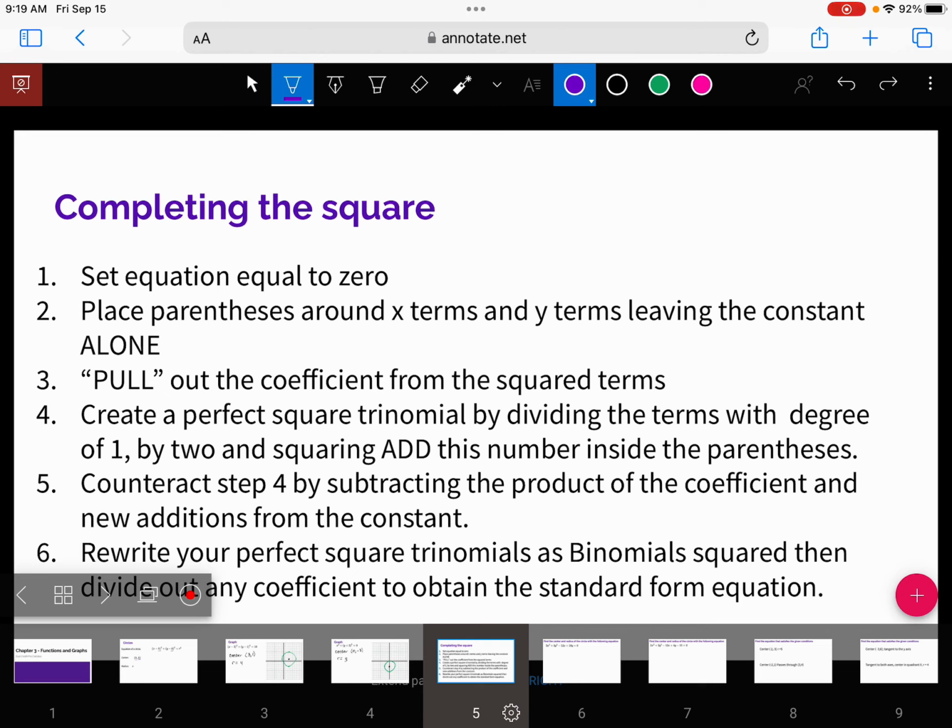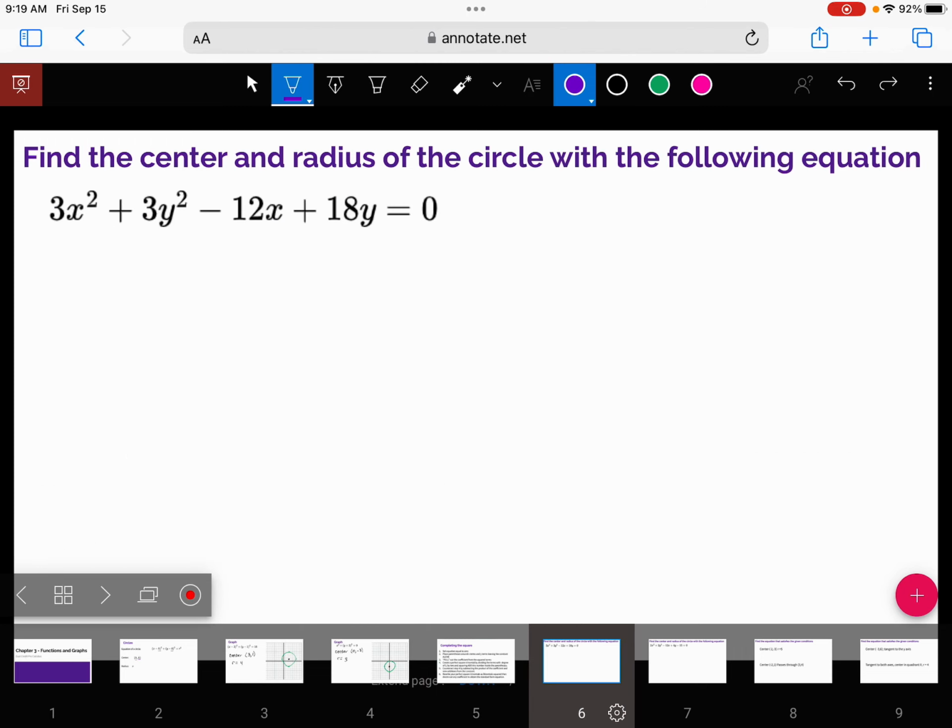Okay. So I'm going to put up the next one on the slide. It's the exact same one that I wrote on the board to scare you. We are going to find the center and the radius of this circle. We know it's a circle because it has an x squared and a y squared. That's how we know it's a circle. So our step 1 was to set the equation equal to 0. It already is. We are good to go.